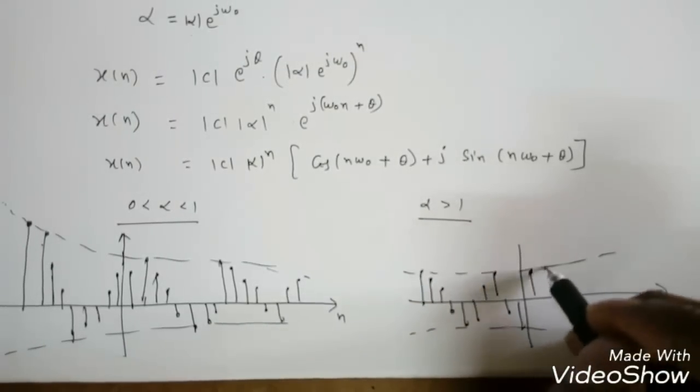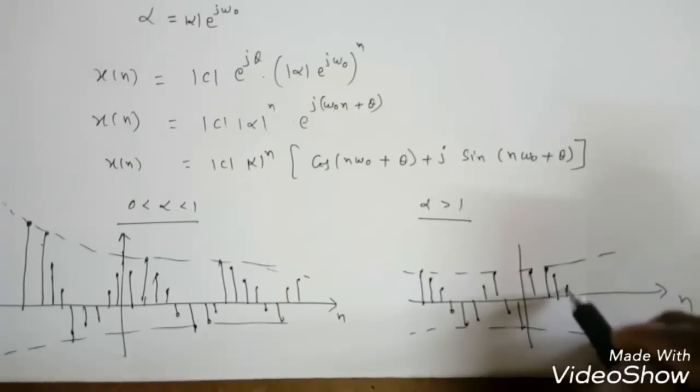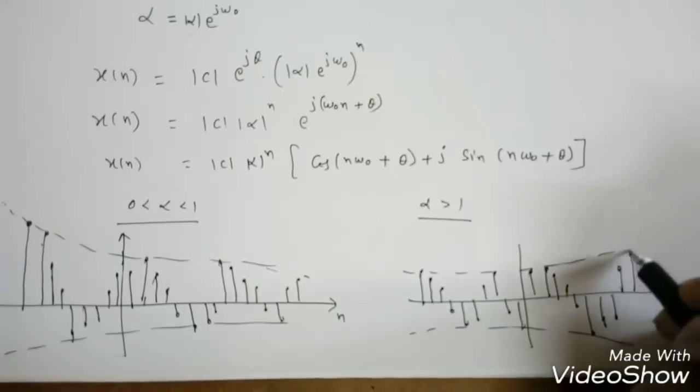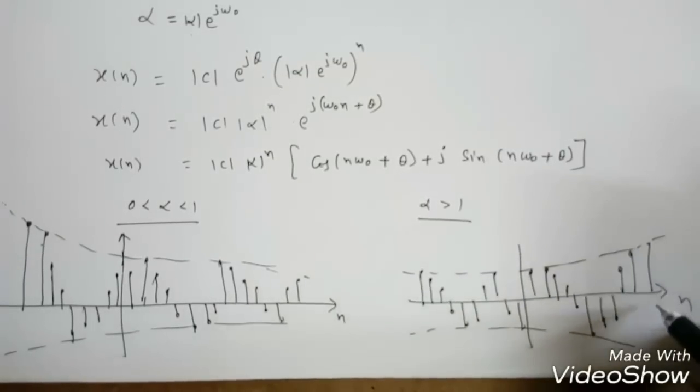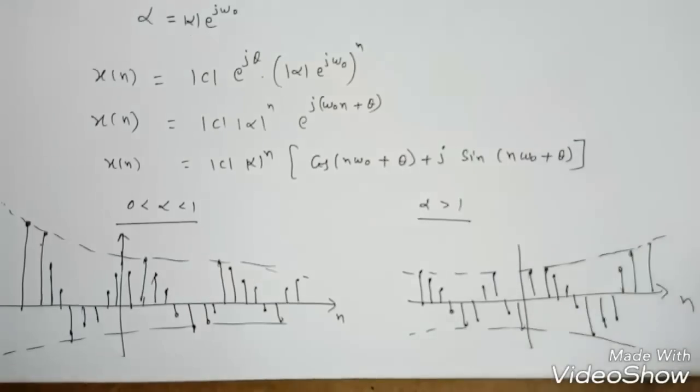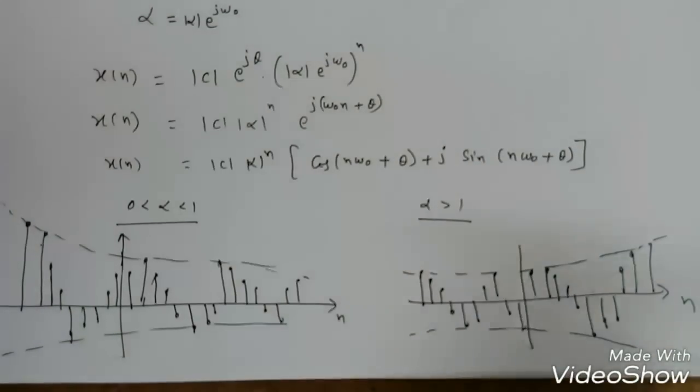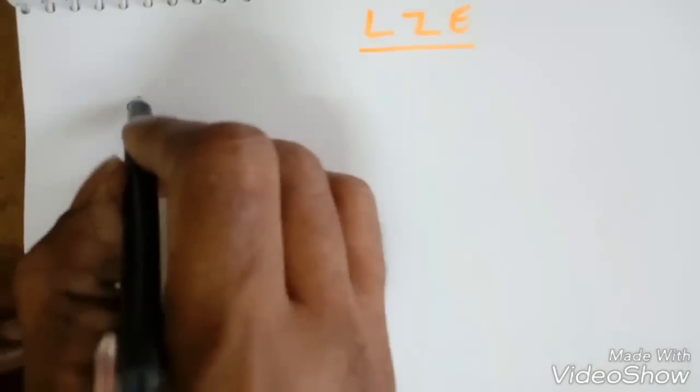So it will be increasing. So this is the exponentially increasing sinusoidal sequence, etc. So this is for alpha less than 1, this is alpha greater than 1. Now the third one is the simple one, that is the sinusoidal sequence, that is like this.